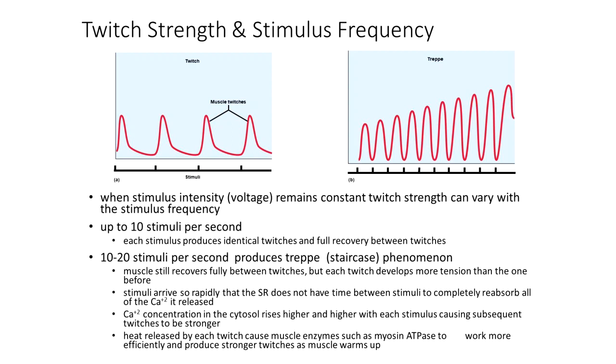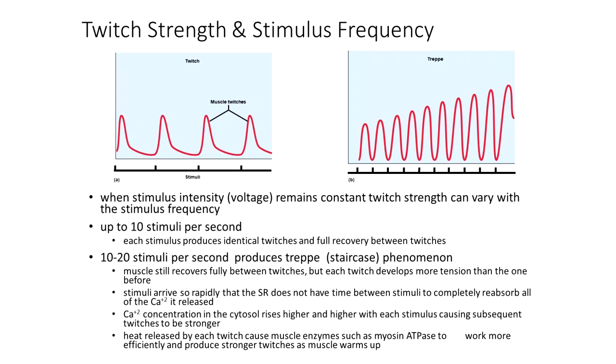Then you have what's called treppe, or a staircase phenomenon, where the twitches are building on themselves. Here the muscle still recovers fully between the twitches, but each twitch develops more tension than the one before. The stimuli are arriving so rapidly that the SR does not have time between stimuli to completely reabsorb all the calcium it has released. So the calcium concentration in the cytosol rises higher and higher, and each stimulus causes subsequent twitches to be stronger.